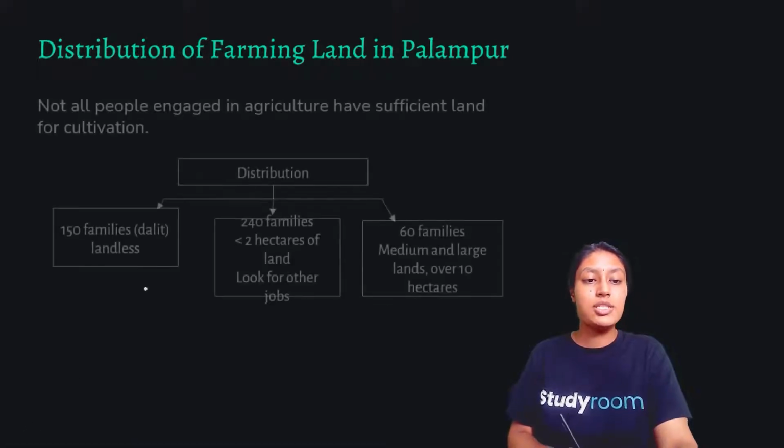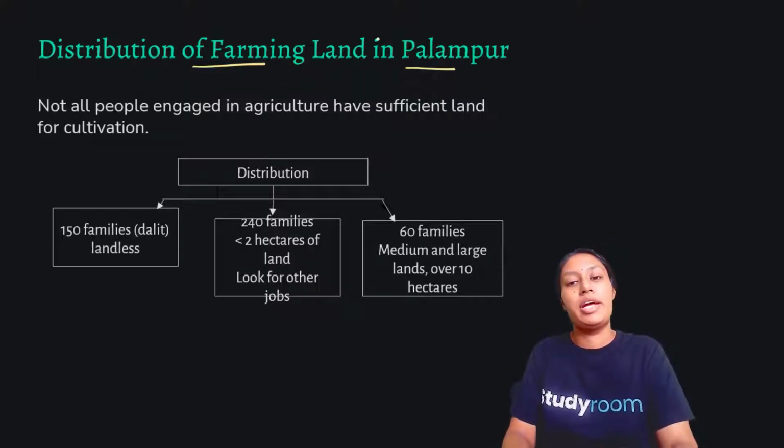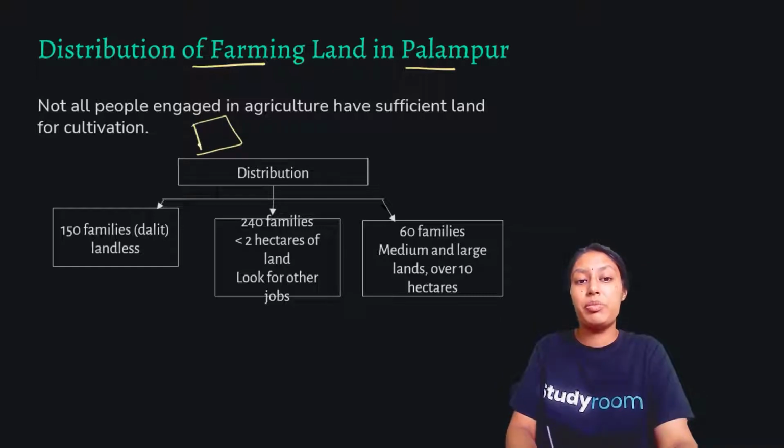Next, our next topic in this is distribution of farming land in Palampur. Now, how is land distributed in Palampur? Not all people in Palampur are engaged in agriculture. People follow different activities as well, and there is no sufficient land for people to participate in agriculture. So let's understand how land is distributed in Palampur.